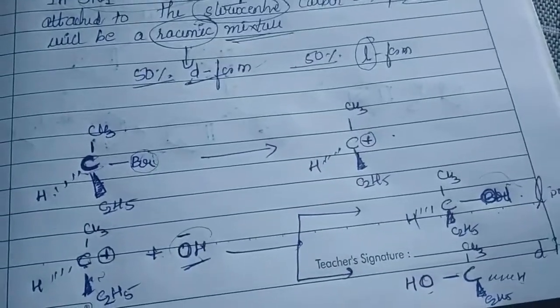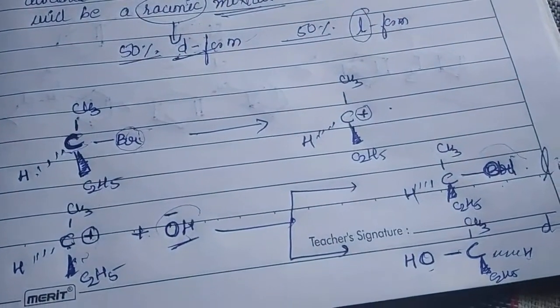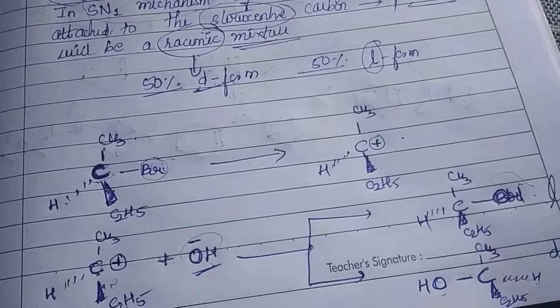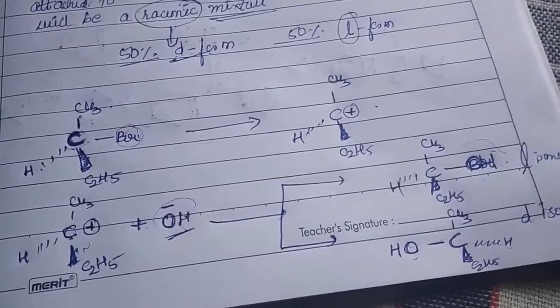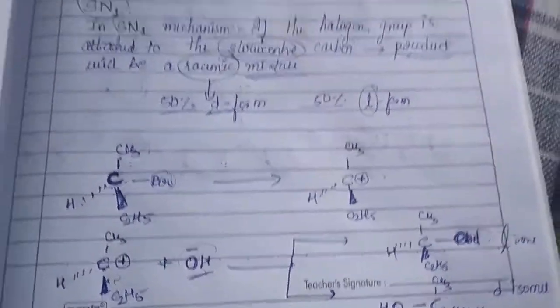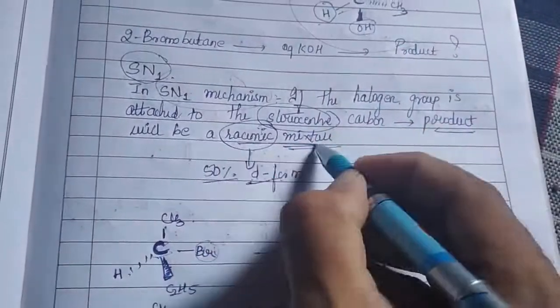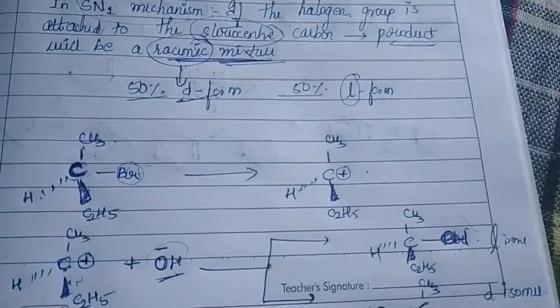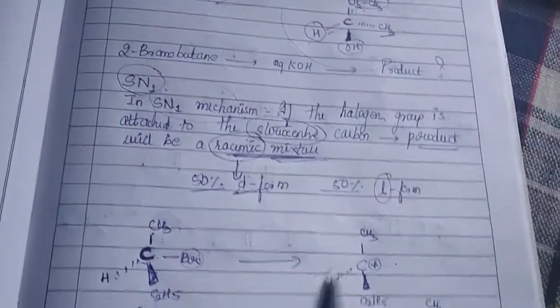So how can you say the product name? One will be L-butan-2-ol and another will be D-butan-2-ol. So that is the reason it will be giving you a racemic mixture. Very much important aspect one has to keep in mind. This part is also there in your syllabus, so that is the reason.